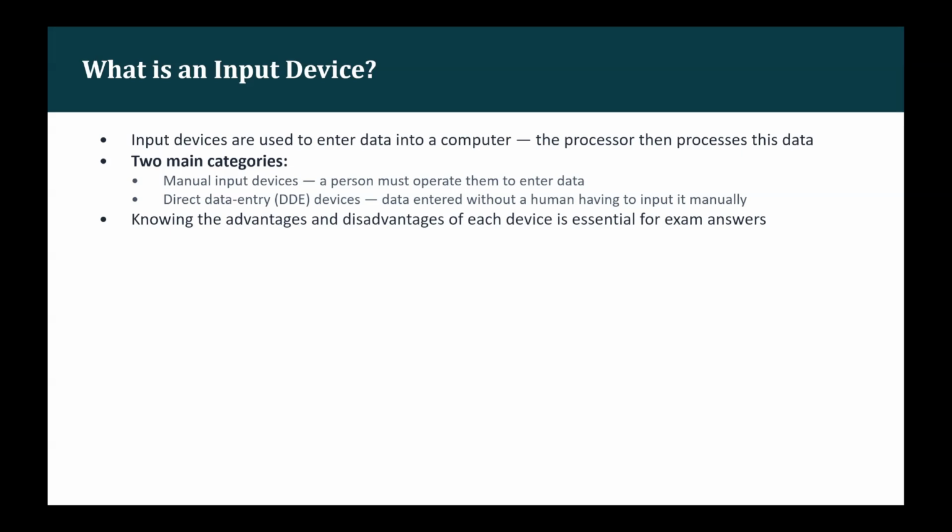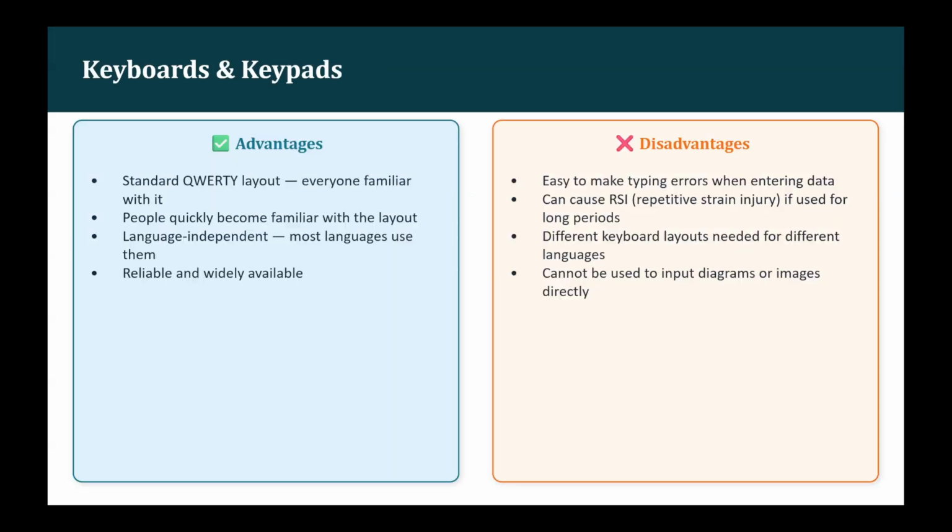There are two main categories of input devices: manual input devices and direct data entry devices. Manual ones are operated by a person to enter data. With direct data entry devices, data is entered without a human having to input it manually. As I told you before, knowing the advantages and disadvantages of each device is essential for your exams because you need to write them in your answer.